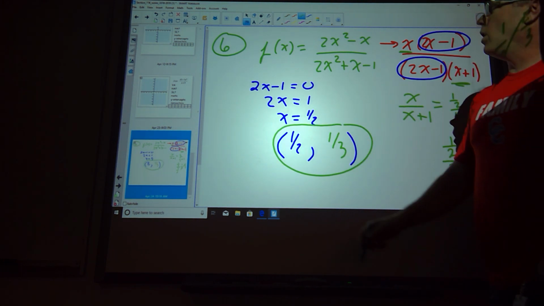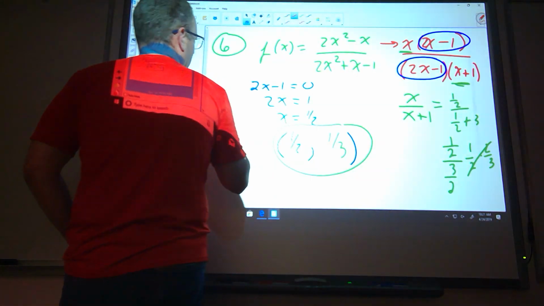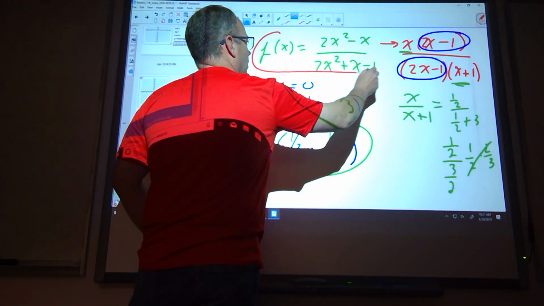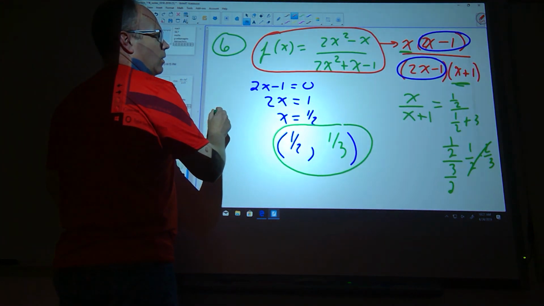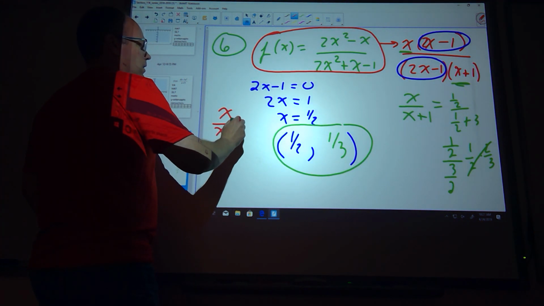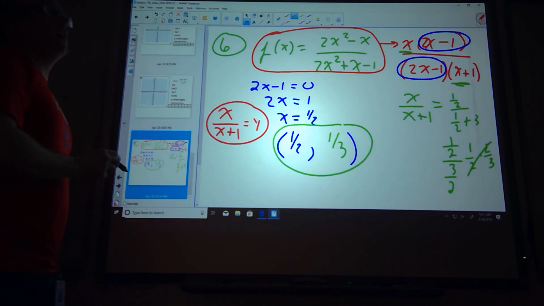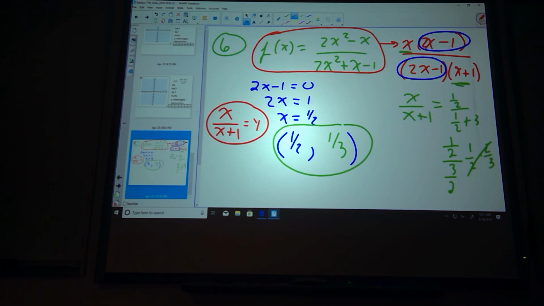So a little secret about these, and I know you guys are excited about this. If I had graphed this and I had graphed this, both graphs look identical. The one on top would have a hole at 1/2 comma 1/3, but the graphs would look the same. And again, Desmos doesn't always show a hole. Sometimes your calculator will show a hole, but it just becomes you being able to identify.